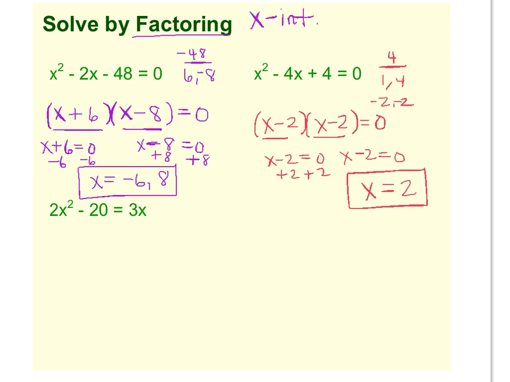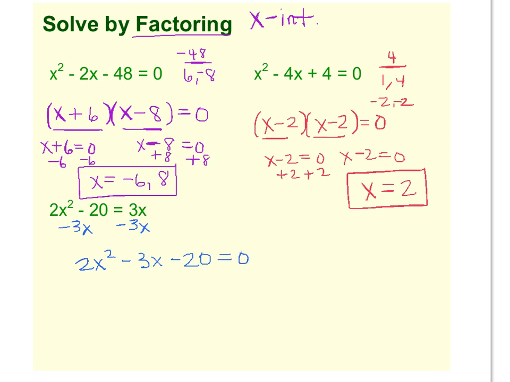Alright, our last example. First, is it in standard form? No, it's not. You need everything on the same side. If you keep your x squared term positive, that's going to make the factoring a lot easier. So let's go ahead and subtract 3x from both sides. So we have 2x squared minus 3x minus 20 equals 0. Alright, so it's in standard form.